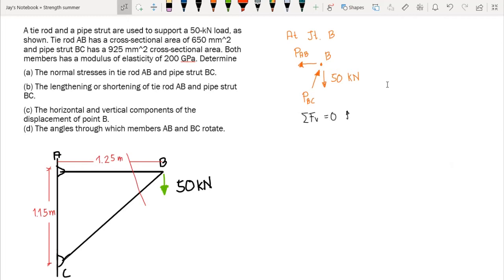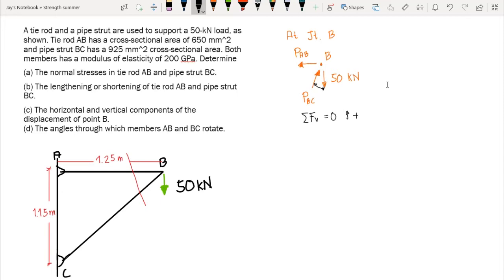0. Upward forces are positive. Then we have two forces, okay? That is the vertical component of PBC. But how are we going to compute for the vertical component of PBC? So we compute first the angle between PBC and the 50 kilonewton. So how are you going to compute that one?